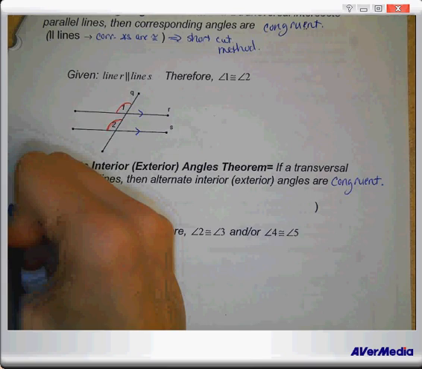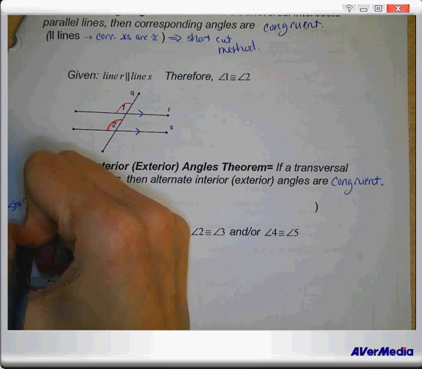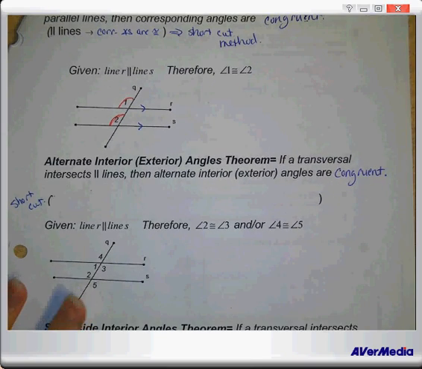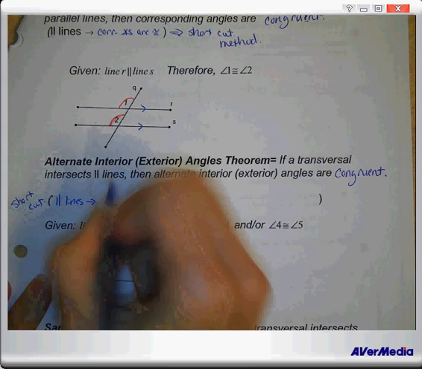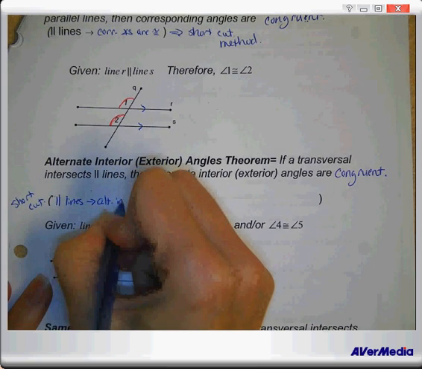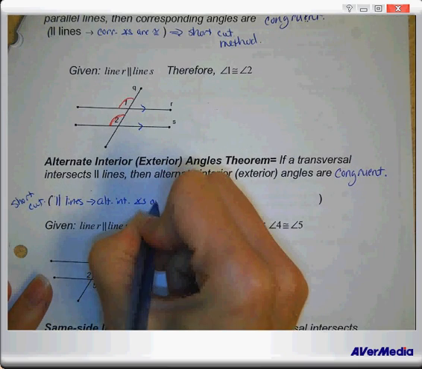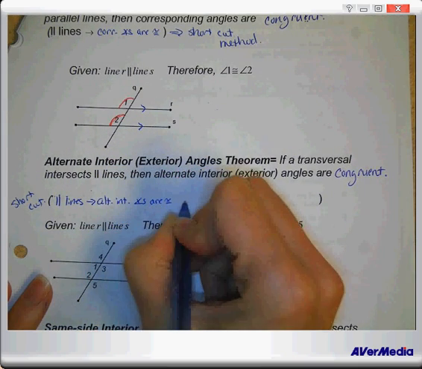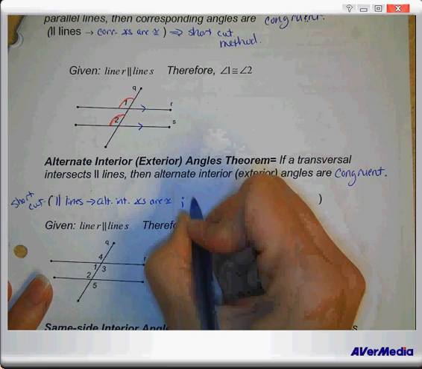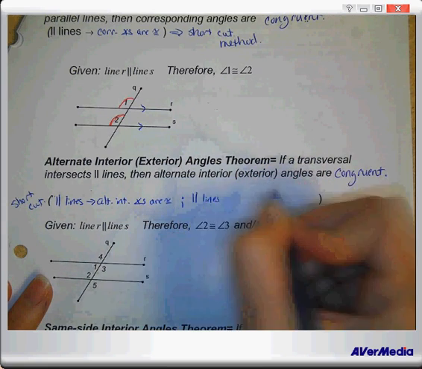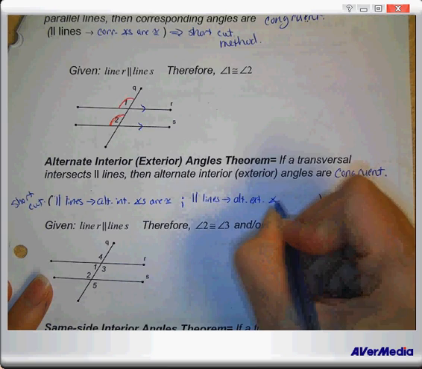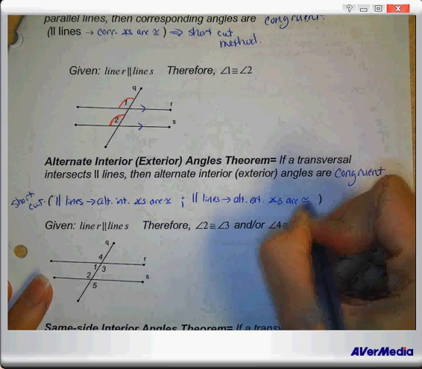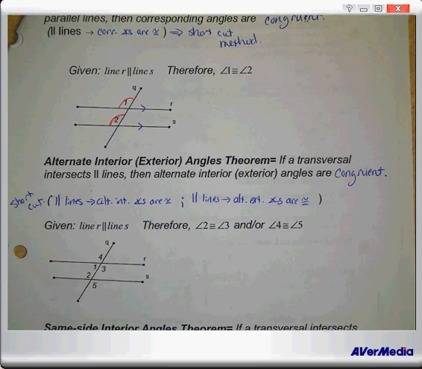So I want to have a shortcut way of writing this one out too. I want to make sure I know those. So first one, if parallel lines, then alternate interior angles are congruent. And then your other one would be if parallel lines, then alternate exterior angles are congruent.